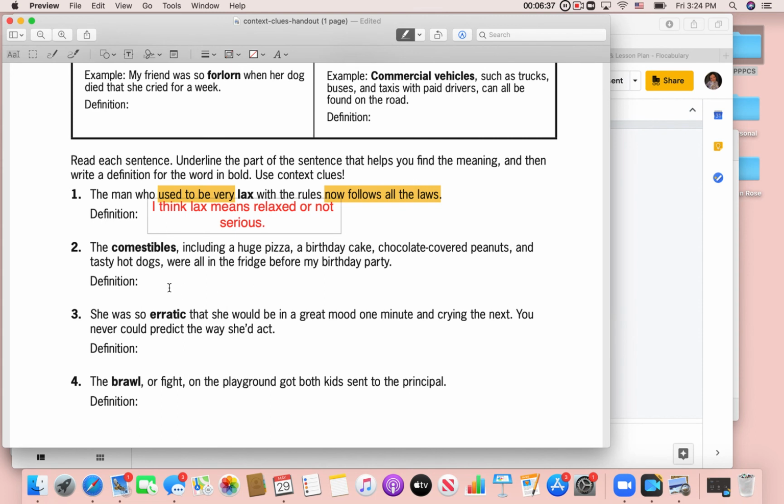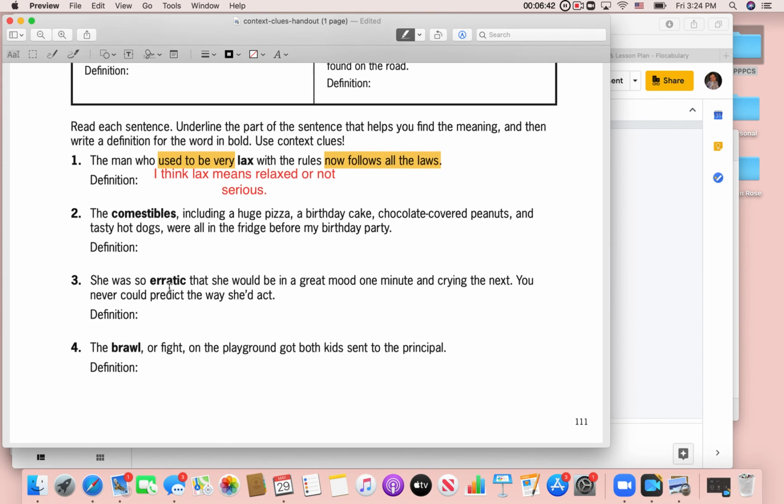Let's move on to the next one. Number 2. The comestibles, including a huge pizza, a birthday cake, chocolate-covered peanuts, and tasty hot dogs, were all in the fridge before my birthday party. That is quite a big word, okay? We need to use the clues in the sentence to figure out what the word comestibles means.